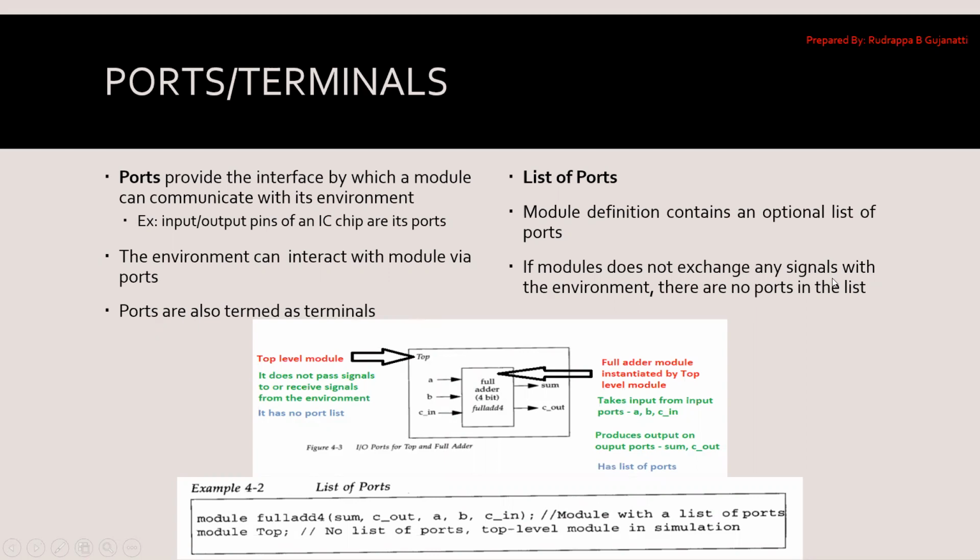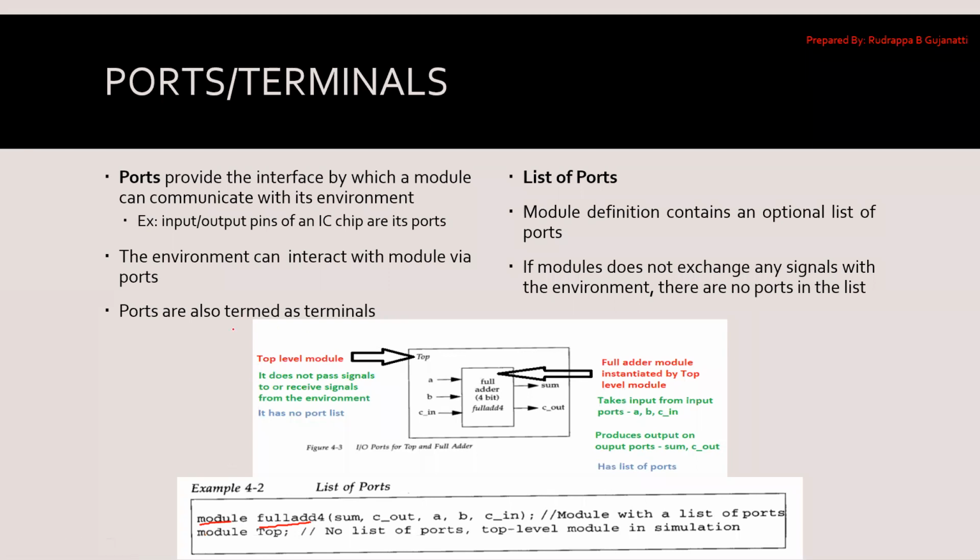Now, whenever we are declaring a module, the module either can have the port list or it cannot have one. So this is the optional part in the module definition. What are the compulsory parts in a module definition? The compulsory parts are the keyword module, the module name, and the endmodule statement. The rest are all optional. So a module can have a list of ports or it cannot have a list of ports, which is optional.